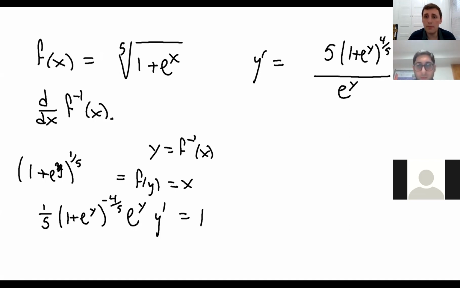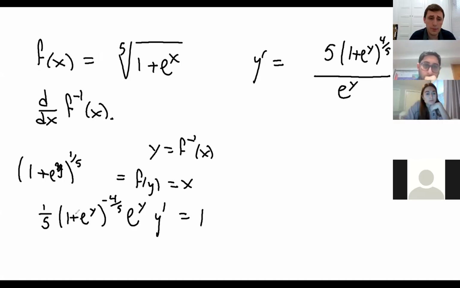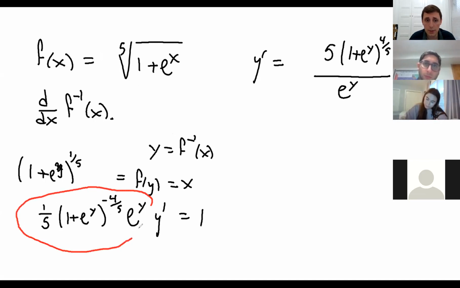Professor, what did you do here once again? I'm just simplifying to get y prime, so I multiply by 5, and here I need to multiply by 1 plus e to the y to the power of 4/5 to get rid of it here. I'm basically carrying this thing across the equal sign, because I'm only interested in y prime. It's just algebra, just move things across. Here is the y prime.